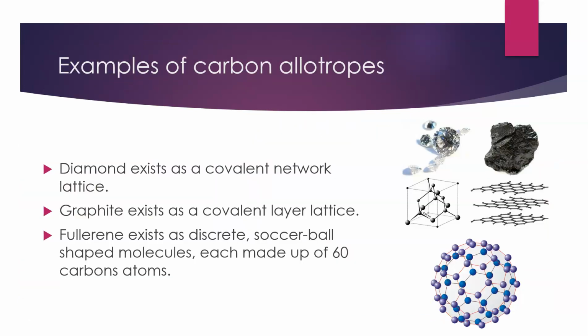So the main ones that we want to look at are allotropes of carbon. Diamond exists as a network lattice, graphite exists as a covalent layer lattice, and fullerene exists as discrete soccer ball shaped molecules. These are the three that we need to be able to explain in detail, that we're going to look at.